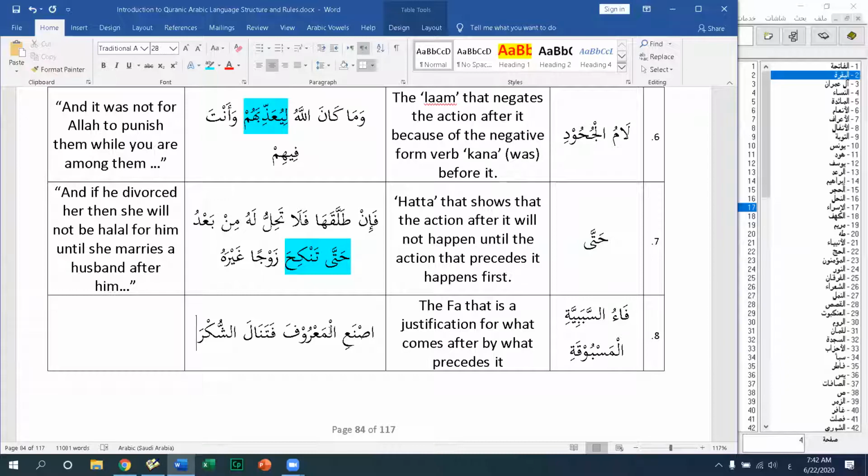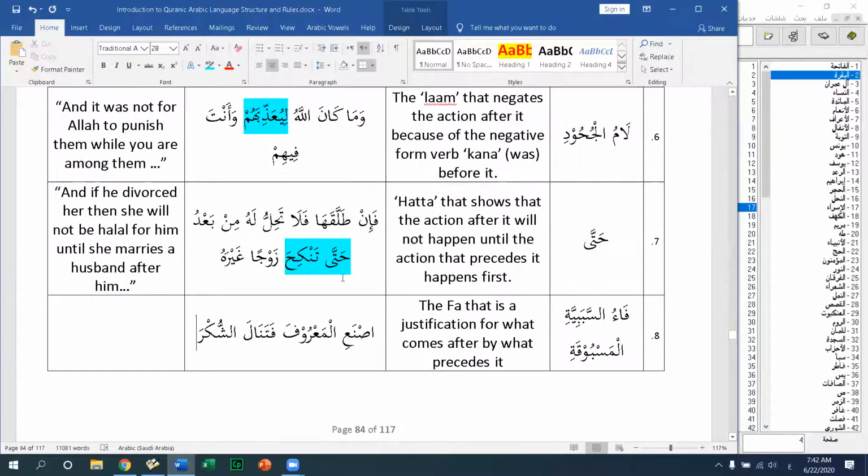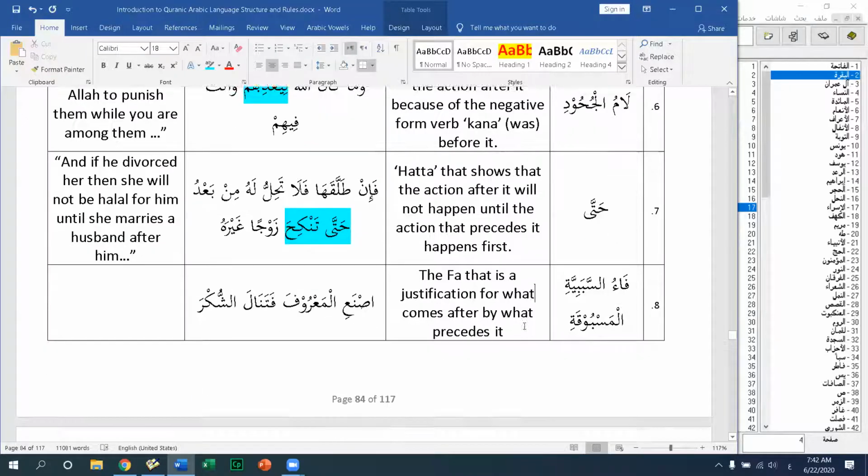So if we were to use the sentence اصنع المعروف, and I use this example because I didn't find one in the Quran either. اصنع المعروف فتنال شكرا. اصنع المعروف is طلب. It's a command. We call it طلب. It's a request.